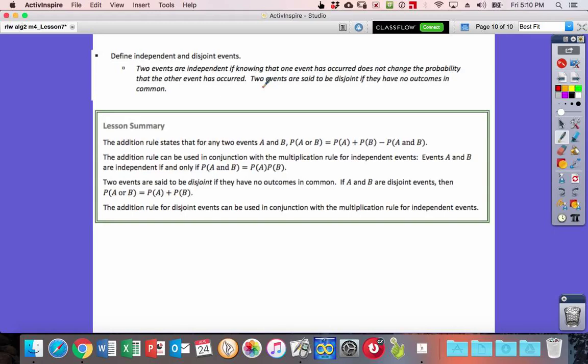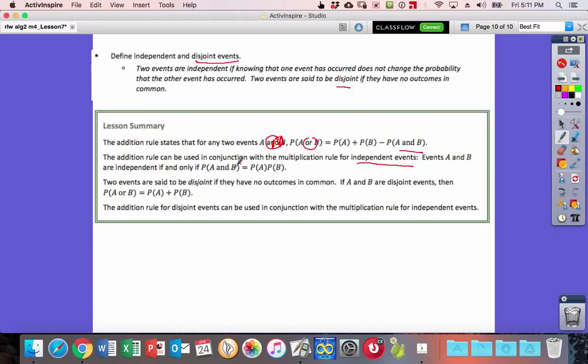Okay. So what I want you to make sure when you define independent and disjoint events or mutually exclusive, there are 2 events, they're independent, and knowing that one event has occurred does not change the probability that the other event has occurred. Or 2 events are said to be disjoint if they have no outcomes in common. So we talked about the addition rule, which is an and statement, I'm sorry, not an and statement. It's an or statement, but you use the and statement at the end because you're going to subtract off that intersection.